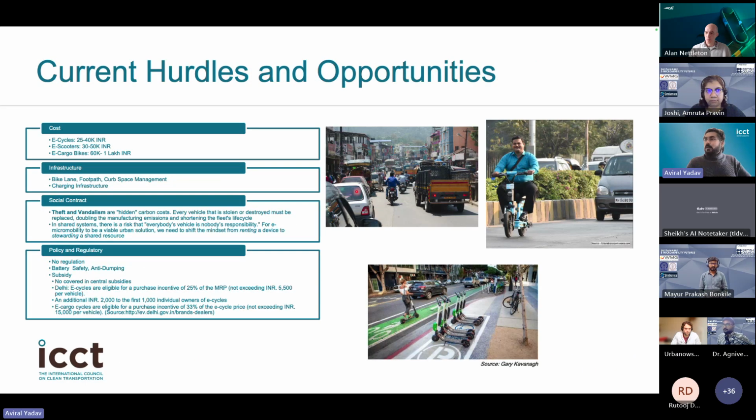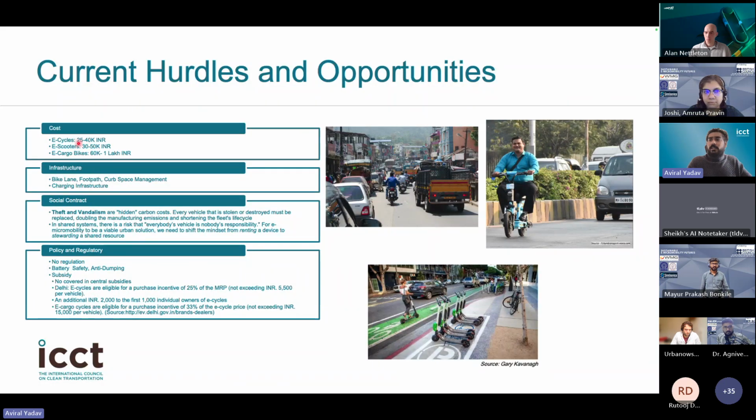Now I come to the second last slide. So currently, what is happening in India? The cost is relatively on a little bit higher side. Cycles, which are the backbone of most of India, range in price from 5 to 10,000, but the electric ones become 25,000 to 40,000 INR. So about 4 to 8% more expensive.